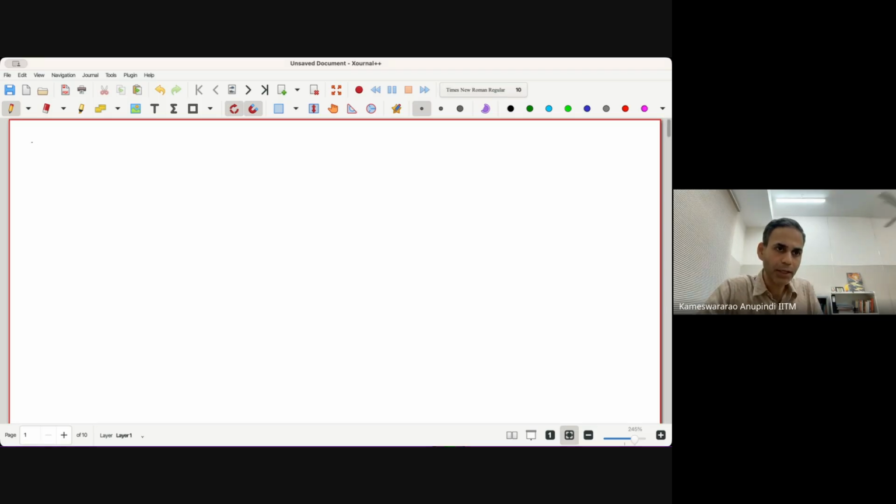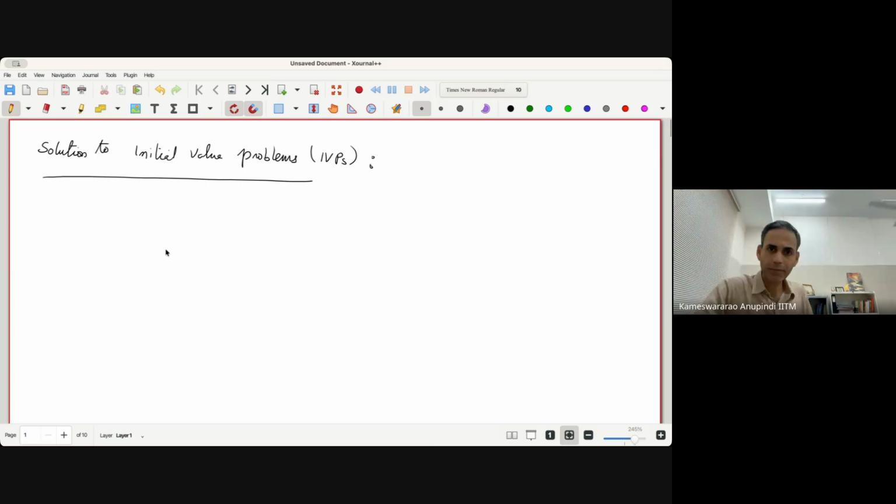So with that being done, so far we have been only looking at the solution to initial value problems, or IVPs, that means where the conditions are specified at one end of the domain. So let us look at boundary value problems.